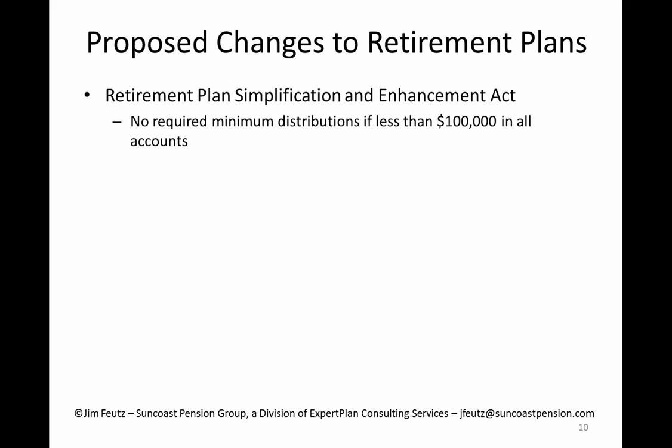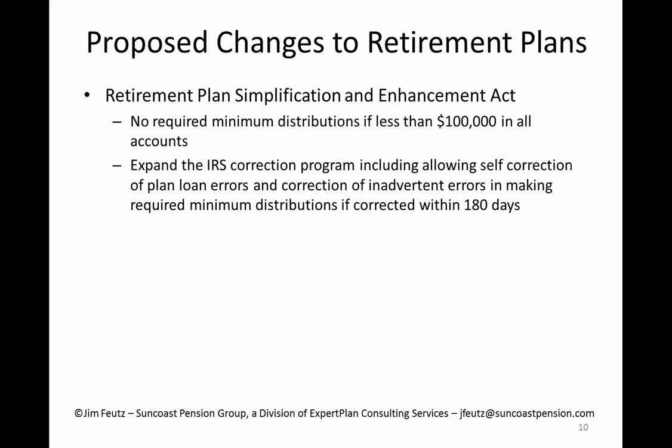So that would be nice. That way, a person, when it gets down to 100,000, could slow down how much they take out, so it'll last longer. However, if your balance increases because of additional contributions or benefit accruals, then you'd have to start taking distributions again until it again dropped below 100,000.